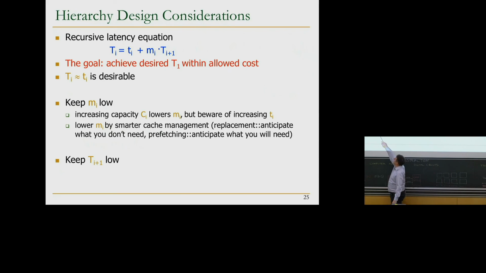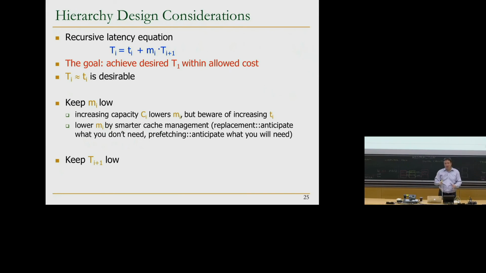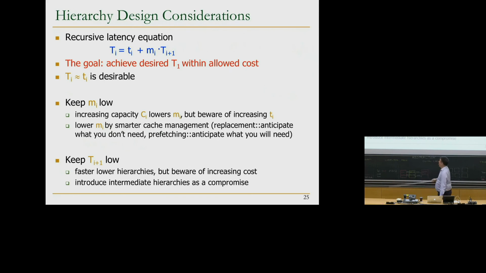You can lower the miss rate by a smarter cache management policy. You buy a better oracle. You bring data into the cache better than another way. And there are smarter ways of doing it. We can anticipate what you will want to do. And how can I keep the next access time low? Well, I can have a faster lower hierarchy. So a slightly faster level 2, a slightly faster level 3. I can have intermediate hierarchies as a compromise, or I can use a better technology.